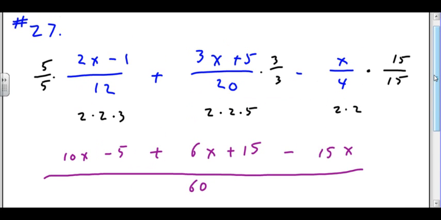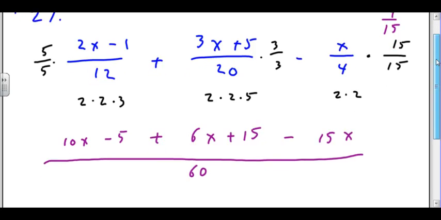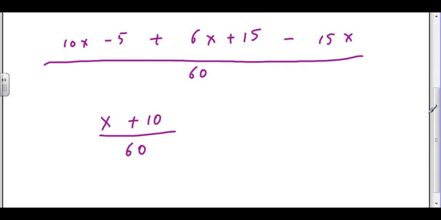Okay, so I'm going to have parentheses 2 times x minus 1 close parentheses divided by 12, plus parentheses 3 times x plus 5 close parentheses divided by 20, minus x divided by 4. Enter. Stupid calculator. The calculator is giving me 4 over 15. Somehow, I have no idea how it did that. It must be assuming some value for x. Yeah, 1 over 60 is not 4 over 15, though.